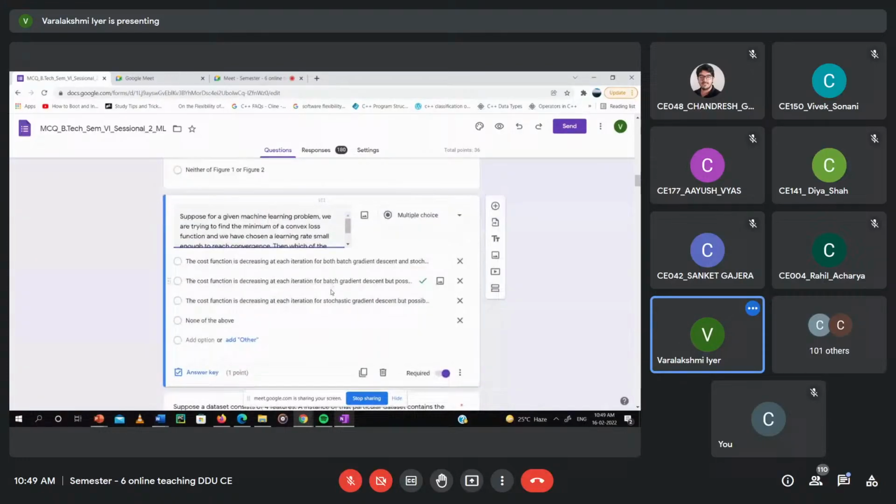value, right? So in this case, the cost is decreasing at each iteration. For batch gradient descent, we are clear that it will decrease with each gradient descent, but we cannot be sure in the case of stochastic gradient descent, right? Because it might increase or might decrease also, right? Is it clear to everyone why the second option is correct? Yes or no?